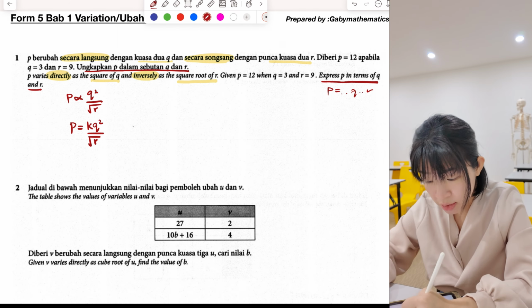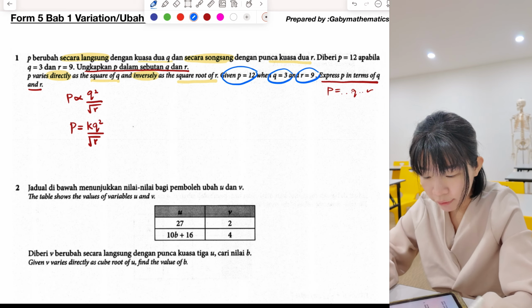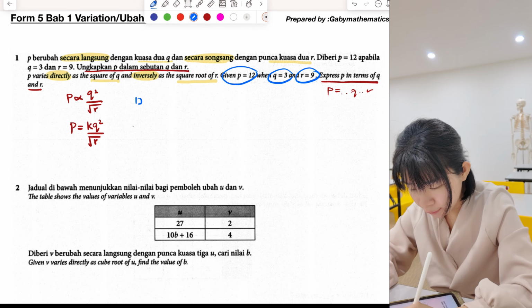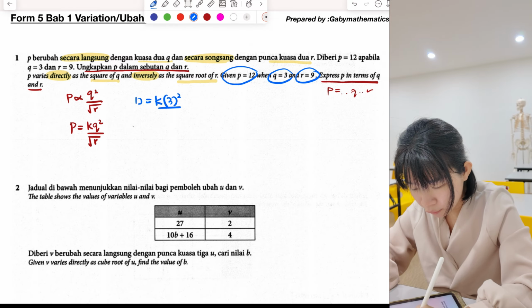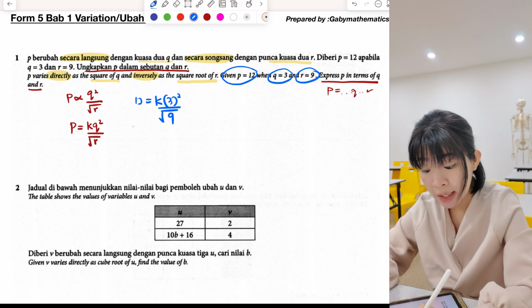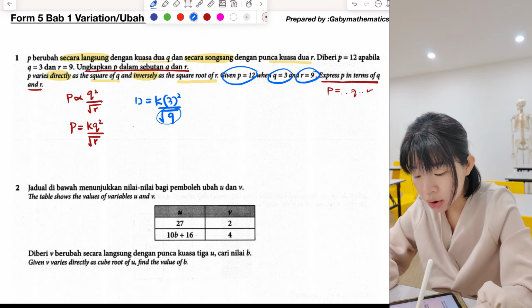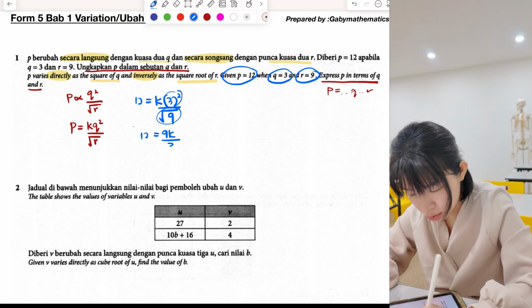Okay, so this is not the answer yet. Now we need to find K. So sub all the values given to find K. P is 12, K we don't know, Q is 3 and then square, over square root R. R is 9. Square root of 9 is 3. 3 square is 9. So here we have 9K over 3.